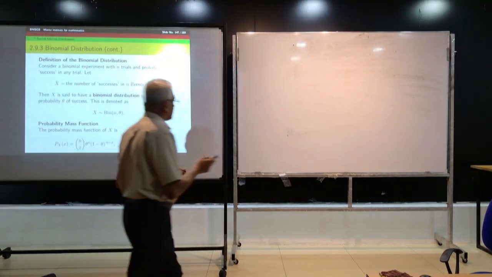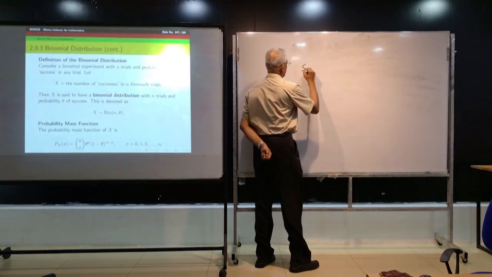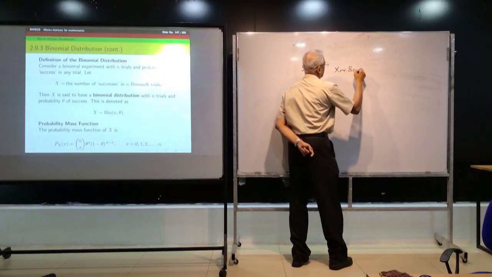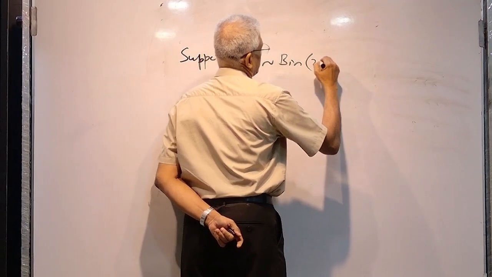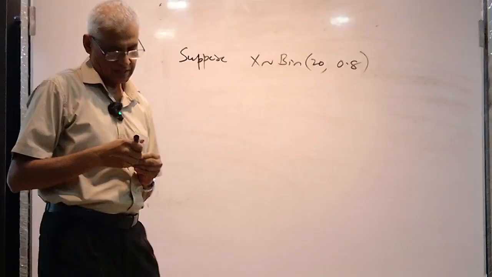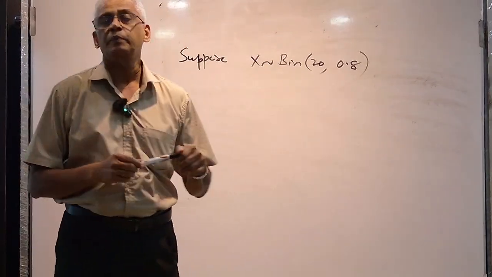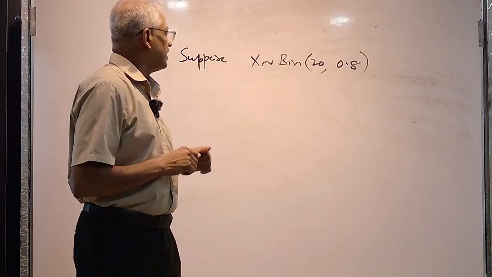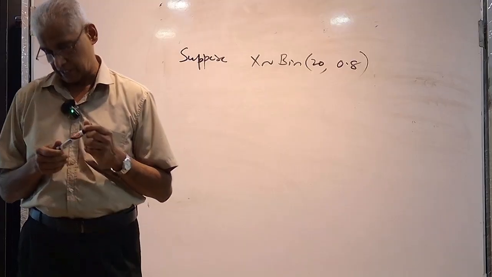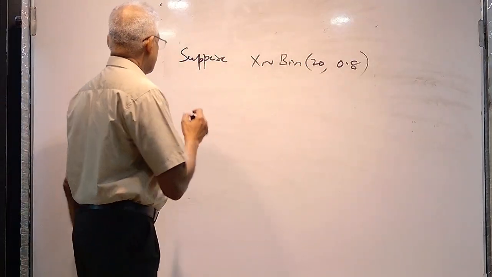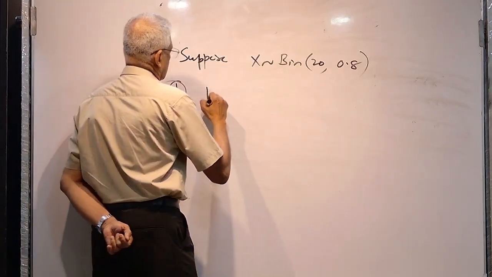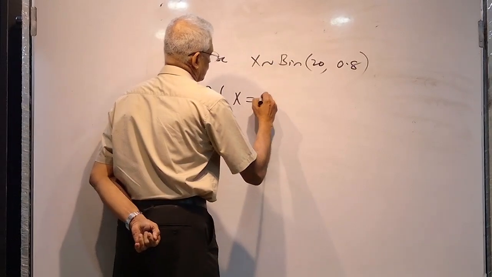But anyway, generally, suppose X has a binomial distribution with 20 and 0.8. That means we are looking at the number of successes in 20 Bernoulli trials, where the probability of a success in any trial is 0.8. Right? So let's calculate using R the probability X equal to 5.